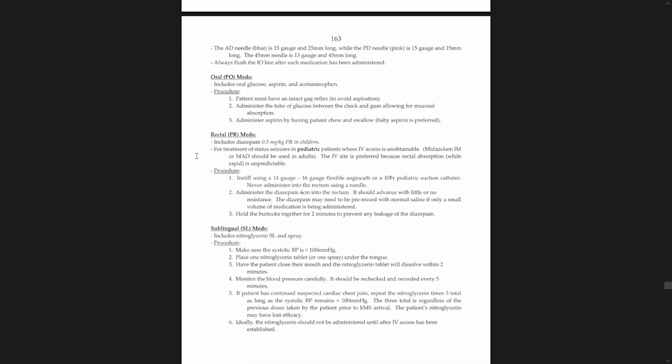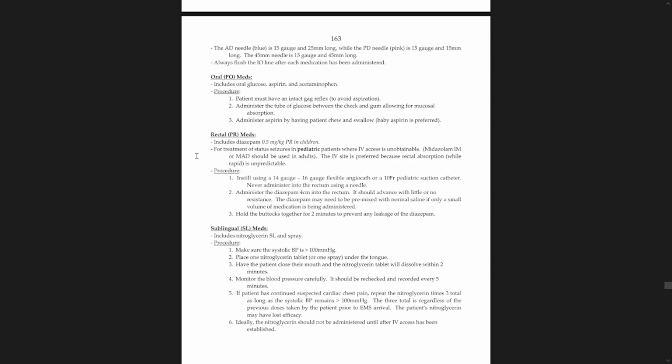Rectal or PR medications. It includes diazepam 0.5 milligram per kilogram PR or rectally in a child for treatment of status seizures in pediatric patients where IV access is unobtainable. Midazolam IM or a mucosal atomizer device should be used in adults. The IV site is preferred because rectal absorption, while rapid, is unpredictable.